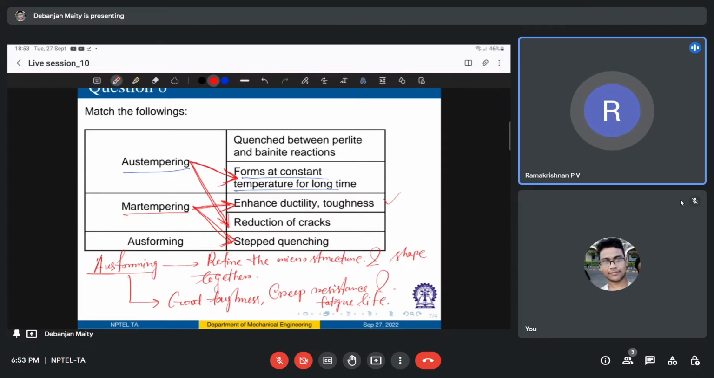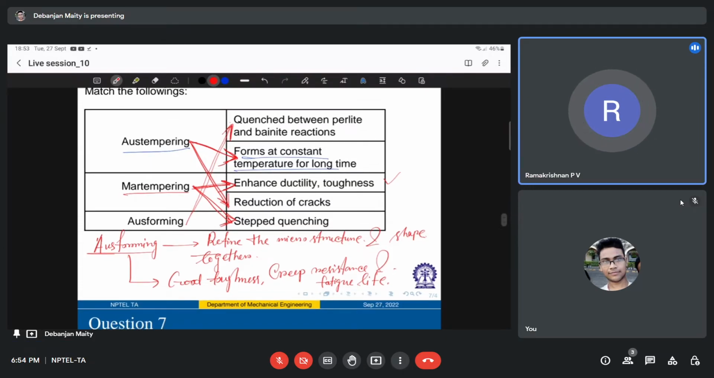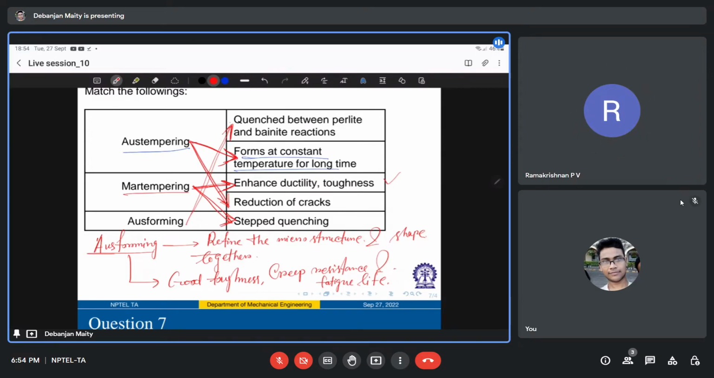For horse farming (austempering), what are the options that can go well, sir? And is there any other option that will go correct? What are the benefits of austempering? Among enhancing ductility, toughness, or reduction of cracks, what can we get apart from the microstructure? Basically, whatever heat treatment you are doing is basically to control the microstructure only.